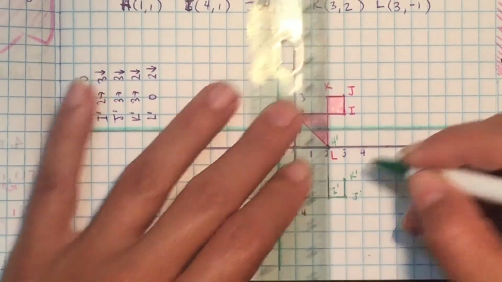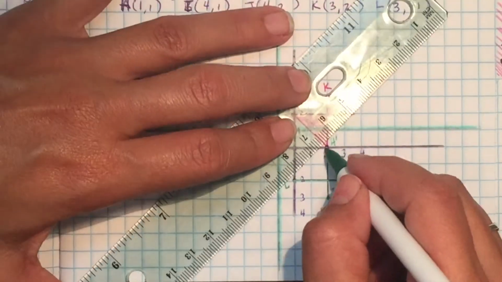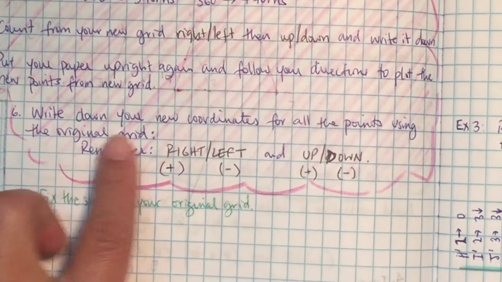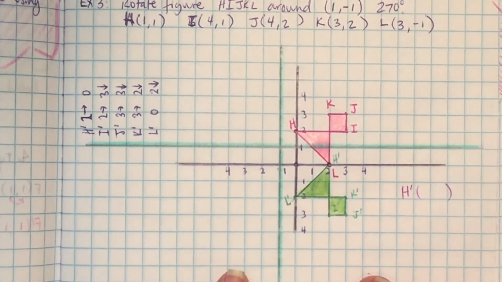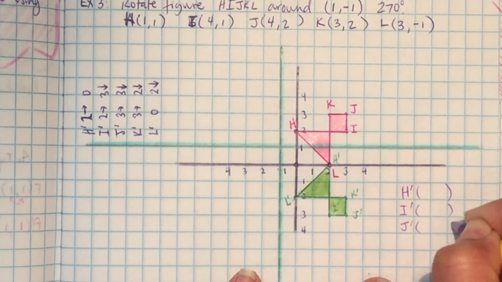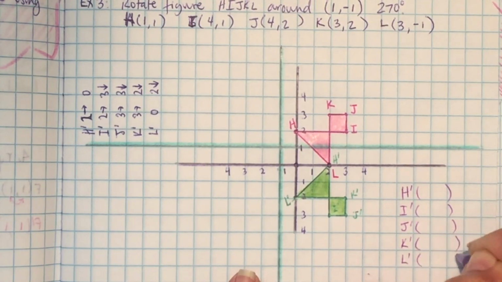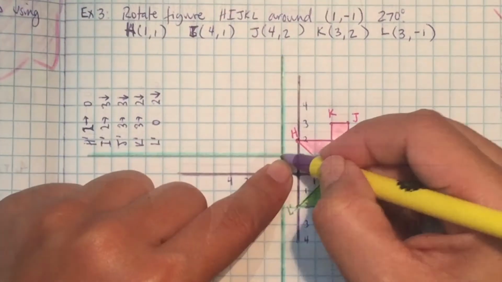This is a listening check. Circle K prime. Alright, now you write down the coordinates on the points using the original grid. So you're going to ignore these numbers and use it from the original grid, which is like that greenish bluish line. So we're just going to count.